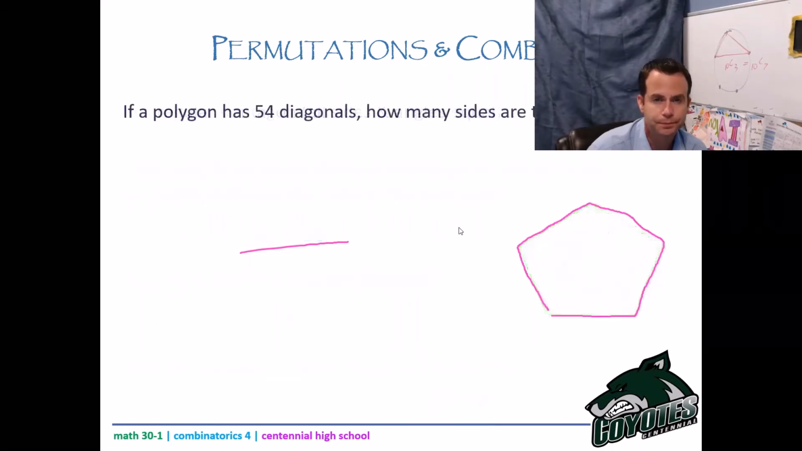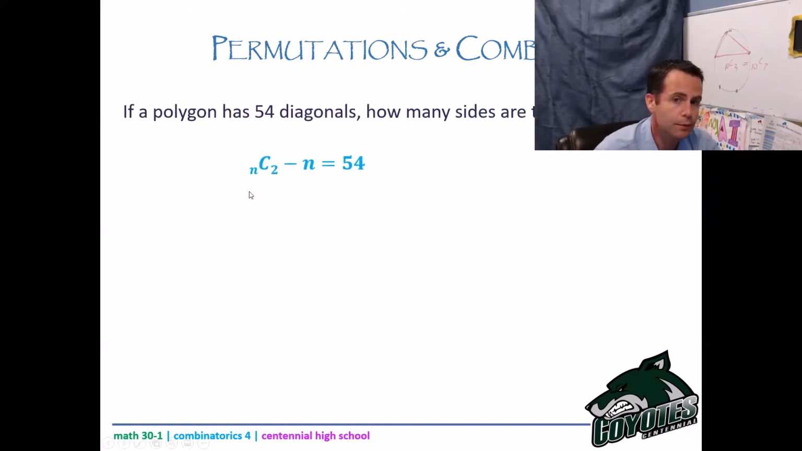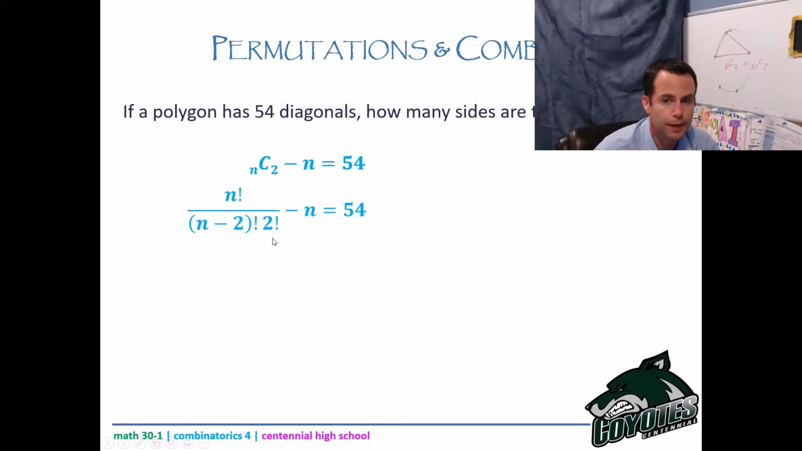Okay, so if a polygon has 54 diagonals, how many sides are there? Well, this is just a little algebra problem to solve now. I know we just established that the formula was n choose 2 minus n equals, in this case, 54. So n choose 2 minus n equals 54. We're going to expand this using our formula. So that's n factorial over n minus 2 factorial, 2 factorial, minus n equals 54.